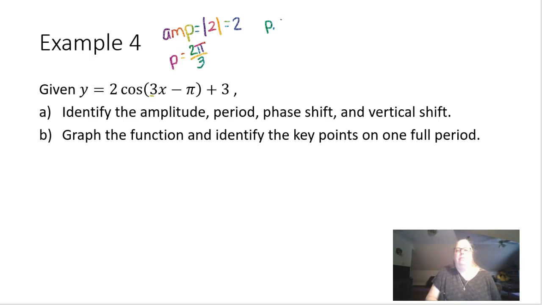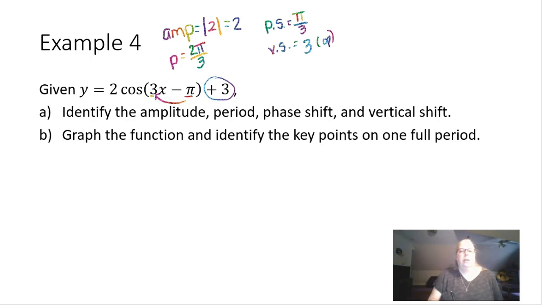The phase shift is going to be pi, and we're moving to the right, divided by that 3. So we're doing this one divided by that one right there. And then the vertical shift is just this guy right here. And we're going to be moving the whole graph up 3.